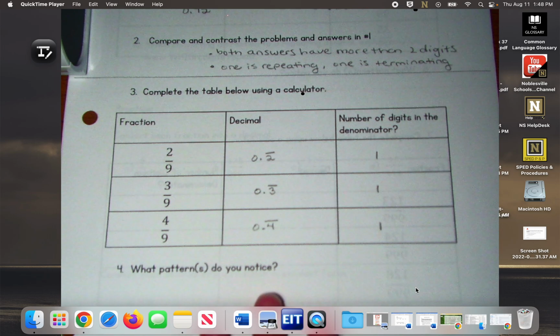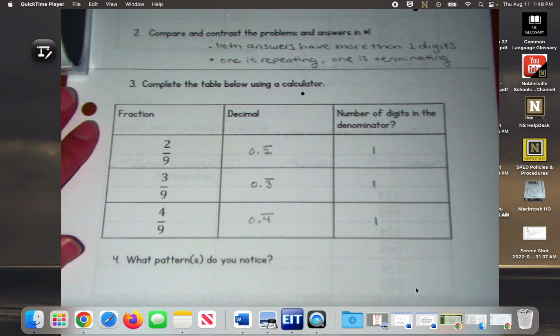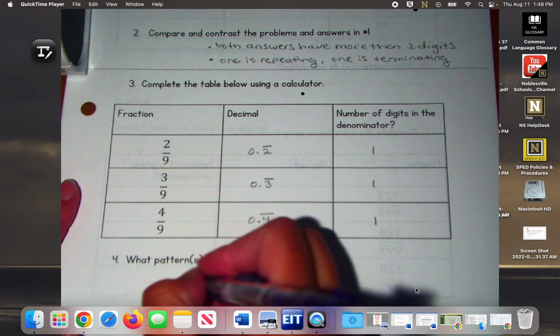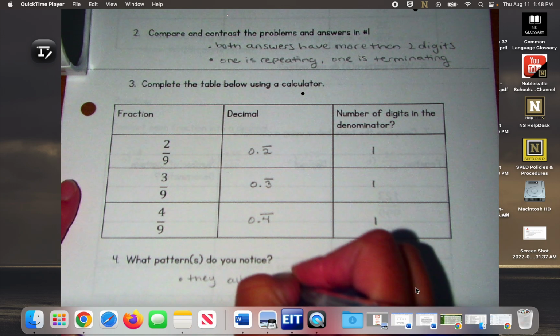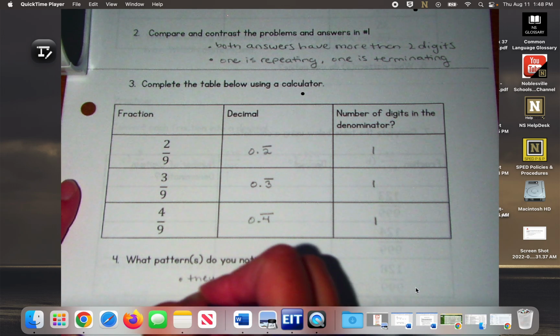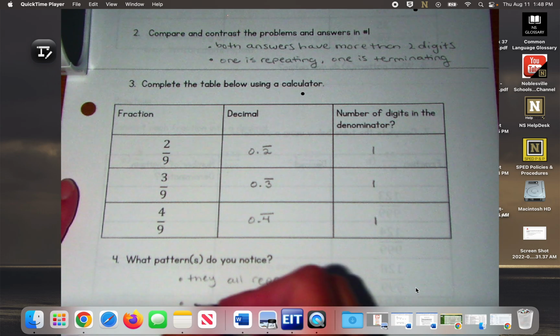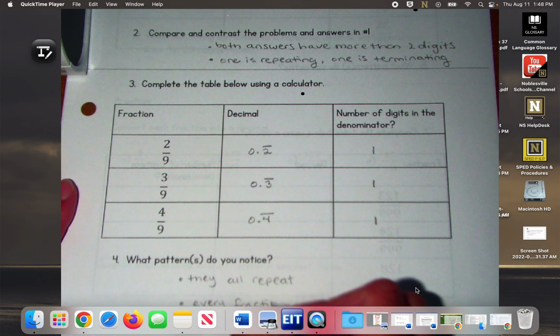All right, so what patterns do you notice? What do you see happening with these values? Tyler? They all repeat. Yep. What else do you notice? Delaney? Every fraction has 9 as the denominator. Good.